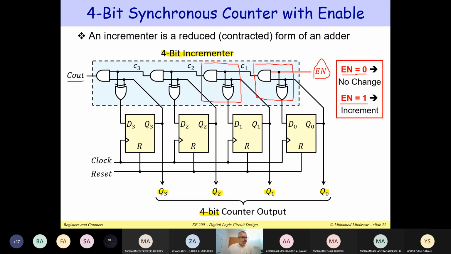This is just an incrementer, right? Just adding plus 1. So if this is equal to 1, you are adding plus 1. That's it, okay? That's basically your 4-bit incrementer. And basically the D input is equal to the Q output plus 1.